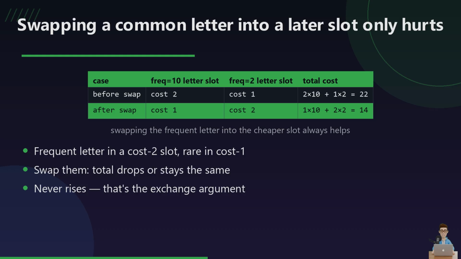Suppose a letter that appears 10 times is sitting in an expensive cost 2 slot, while a letter that only appears 2 times is sitting in a cheap cost 1 slot. Let's just swap them, put the 10 in the cheap slot and the 2 in the expensive slot. Before the swap, 2 times 10 plus 1 times 2 equals 22. After the swap, 1 times 10 plus 2 times 2 equals 14. The total went down. Whenever letters are out of order like this, swapping them to fix the order never makes things worse and usually makes them better.